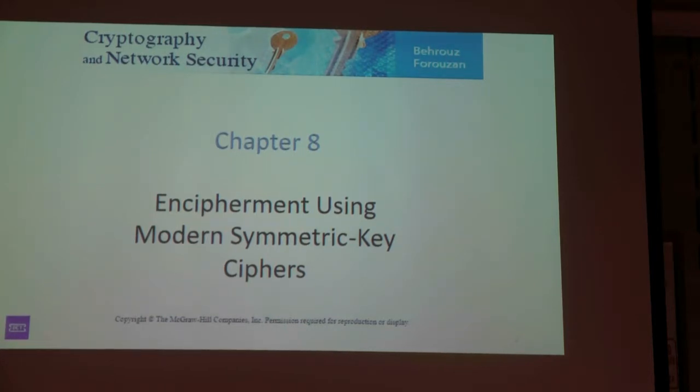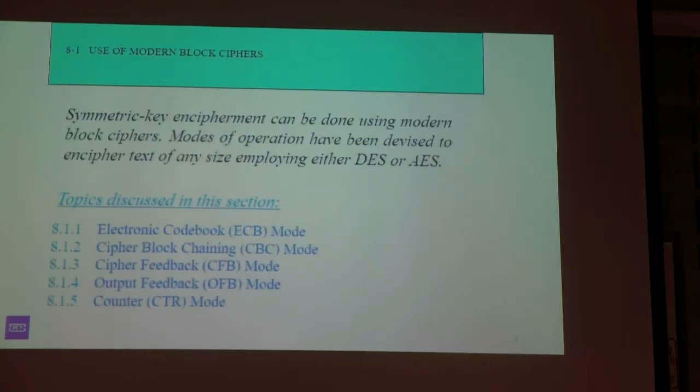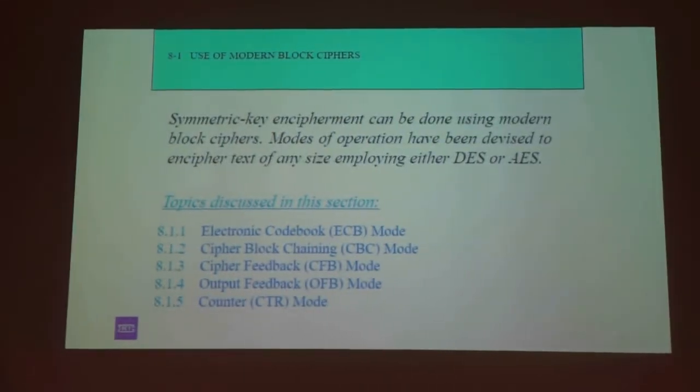All right, so what we have seen before is simplistic. The data that we transfer is not one block; there are many blocks. If you're encrypting your hard disk drive, it's millions of blocks. If you're sending big files, it's many blocks. So how is it done? Symmetric key encryption can be done using modern block ciphers. Modes of operation have been devised to encipher text of any size, following either DES or AES.